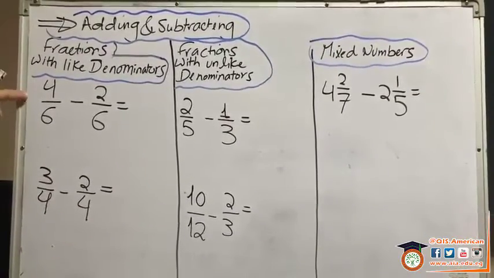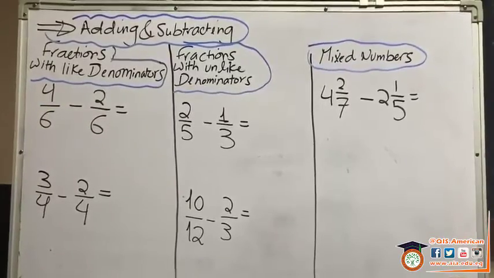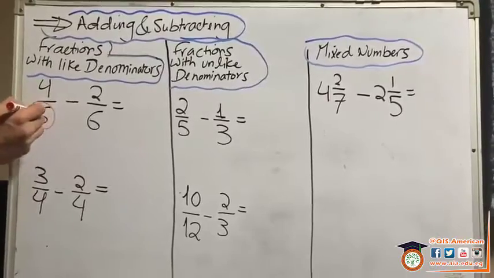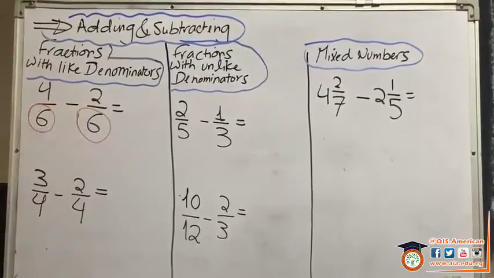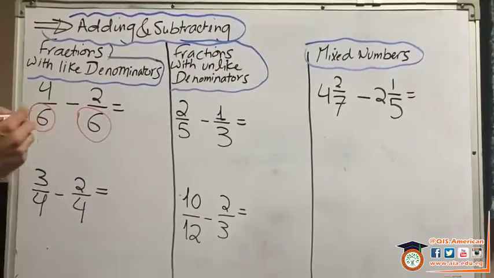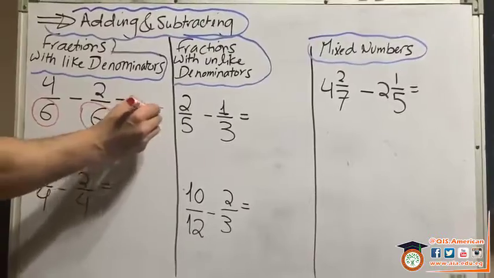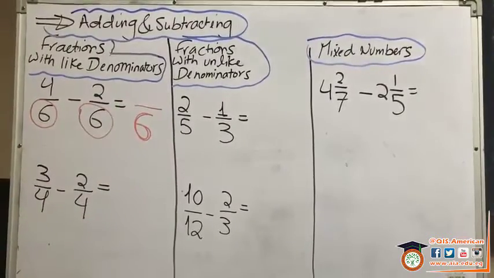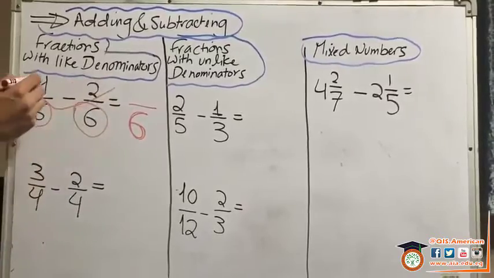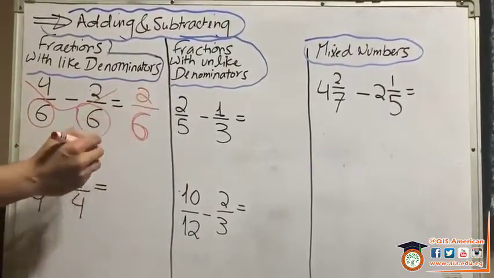Okay, here I have 4 over 6 minus 2 over 6. What can be the answer? I'm going to have to look at the denominators first. Here I have a 6 and here I have a 6. That means that they are like denominators. The denominators are the same. So I'm going to stick to this denominator and put it in the answer. And then I'm going to subtract the 4 and the 2. 4 minus 2 is 2. So the answer is 2 over 6.